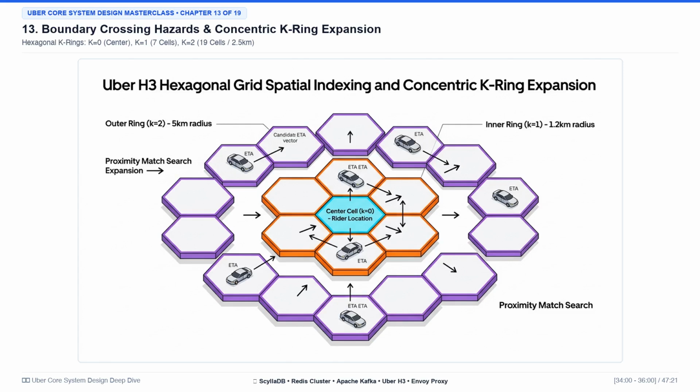k = 1 includes your center cell plus the inner ring of the 6 adjacent hexagons surrounding it. So it's spreading out. Yes. This instantly expands the search area to 7 total cells, covering a radius of about 1.2 kilometers.